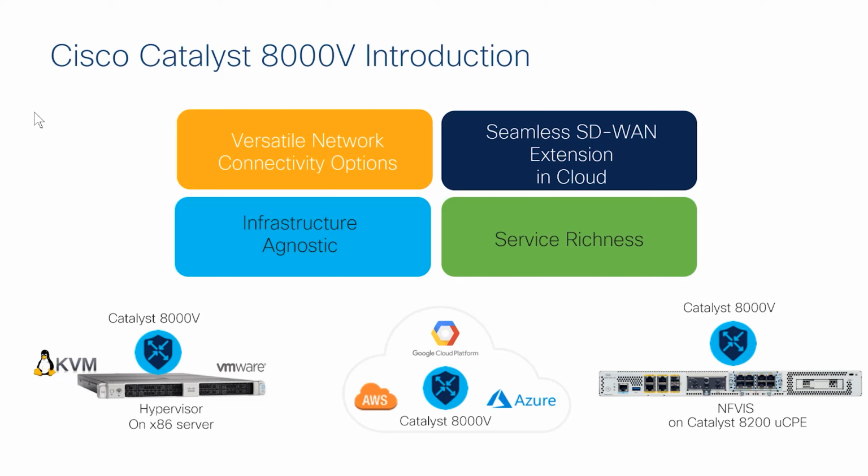Now, on to the C8KV. It's a virtual router. It's a unified image that can be used in autonomous or controller mode for SD-WAN. It's infrastructure agnostic. It's service rich, based on the IOS XE software code base with proven feature sets. And in the uCPE context, it has NIM support and use of QAT for encryption.